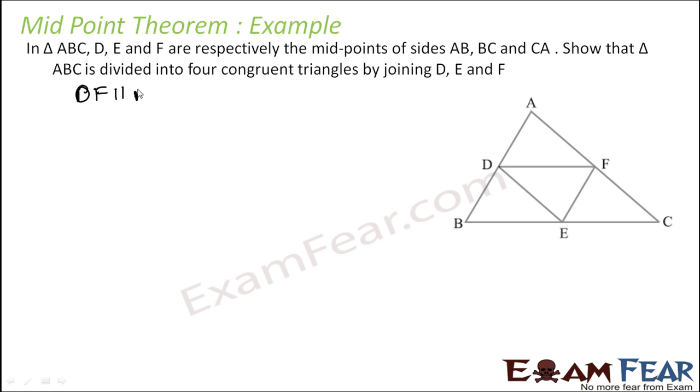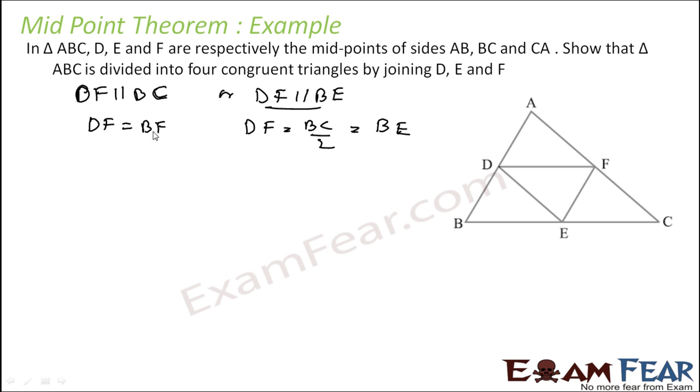So DF is parallel to BC, or I can say that DF is parallel to BE also. Correct? And DF is equal to BE. Why? Because by the midpoint theorem, DF is equal to BC by 2, and BC by 2 is nothing but BE. Now we have DF parallel to BE, and DF equal to BE. What does it imply? It implies DFEB is a parallelogram.